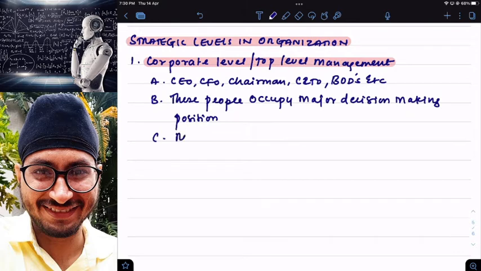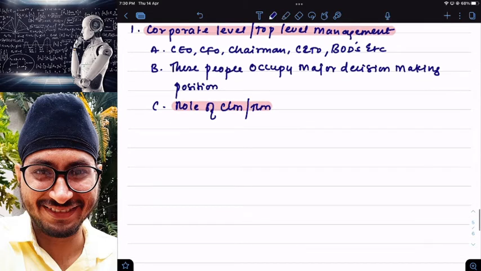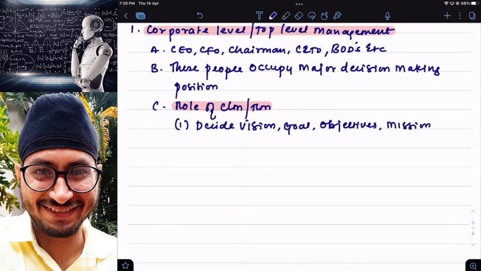And what is the role of corporate level or top level management? Being top level people, they decide the blueprint. They decide the vision, the goal of a company, the objectives, the mission of a company. Then they decide the type of business: which type of business they should be in, which they should not do, which business they should invest in, which they should not invest in.